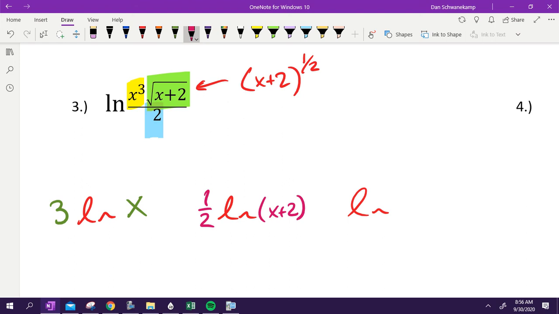Okay. Last one here. Natural log. Sam, what'd you put for that one? Natural log of 2. That's easy. I don't know why I called on you. That's too easy. All right, good.